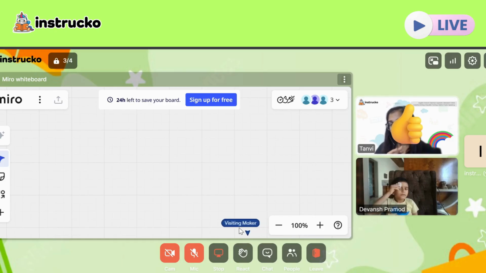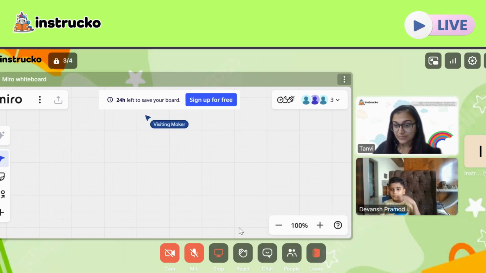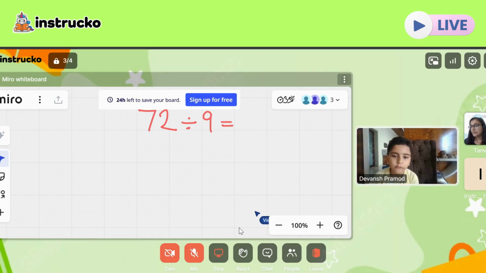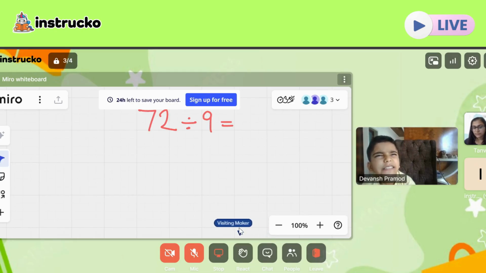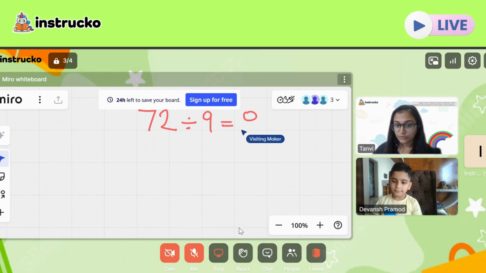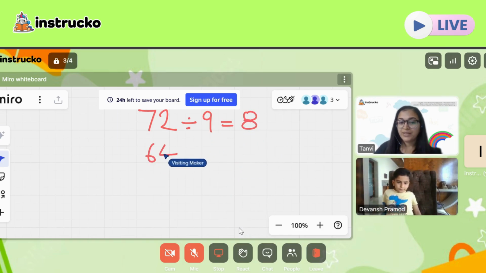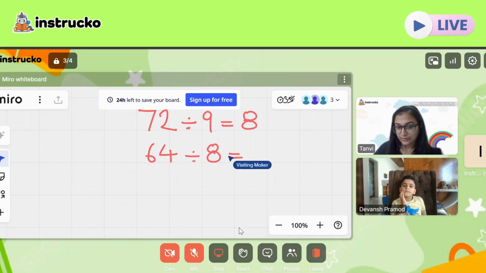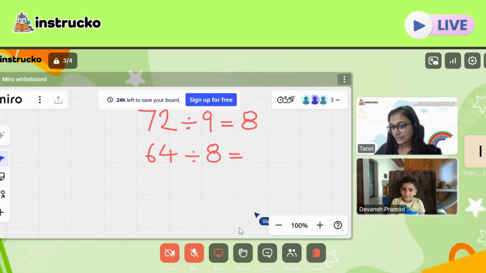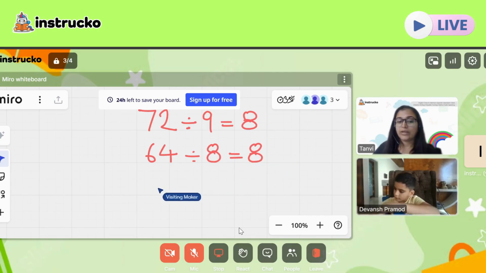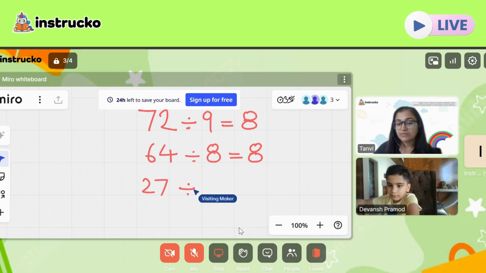Now we are going to find the answers to some division facts. It's again a review. You know how to do this. So you need to answer some division sentences. Okay. I'm writing some sentences here. What would be 72 divided by 9? 72 divided by 9, 8. Very good. What would be 64 divided by 8? 8. Yes.